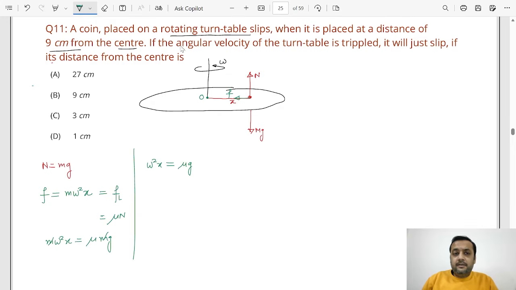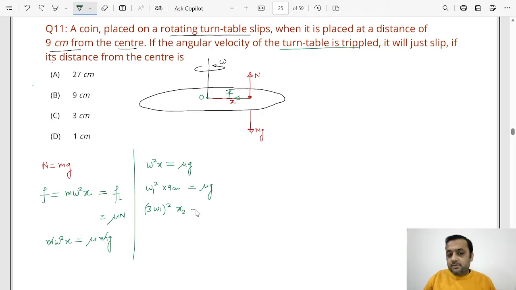Now look, initially this coin was placed at a distance of 9 centimeter from the center when it is just about to slip. You can see that it is placed on a rotating table, and just slips. So initially let us say the angular velocity was omega 1, so omega 1 square into 9 centimeters will be equal to mu g. Finally, when the angular velocity has been tripled, omega will become 3 omega, and then this x will become, let us say, x2.